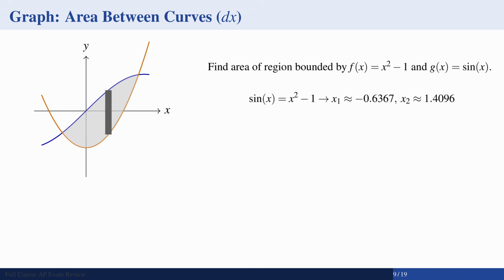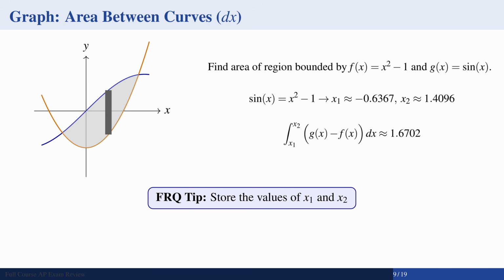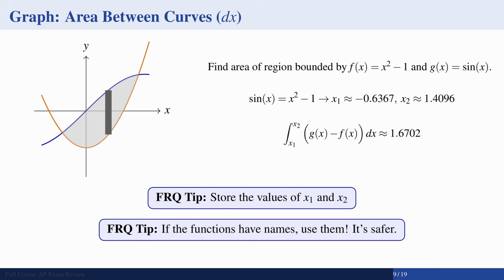Step 1, we need to know where they intersect each other. We set them equal. We get x1 is negative 0.6367 and x2 is 1.4096. Now we just set up our integral. We're going from left to right, so from x1 to x2 of top take away bottom. One thing you'll notice here is I'm storing the values of x1 and x2, which means in my integral, I'm going to write x1 and x2. I'm not going to write those numerical values. Also, the functions have names, so I'm using the function names. I'm using g of x and I'm using f of x. That's going to prevent you from making mistakes. And in this problem overall, we've gotten approximately 1.6702. We only need 3 decimal places, so 1.670 would be enough.